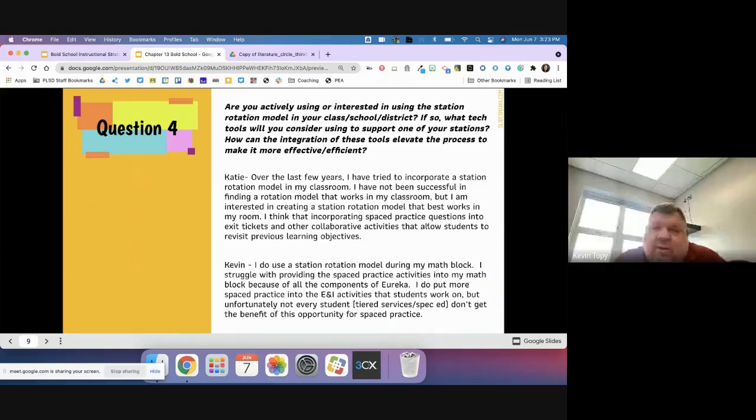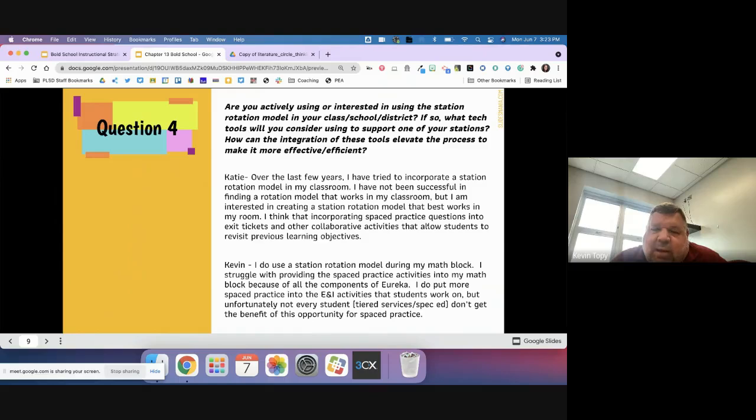And then for myself, I've taught math and science for quite a long time. But when we adopted Eureka, I was where Katie was. It took me several years to get the station rotation model going. So I do use that now. I didn't last year, but that was a whole anomaly in and of itself. But in a typical year, I do use station rotations.